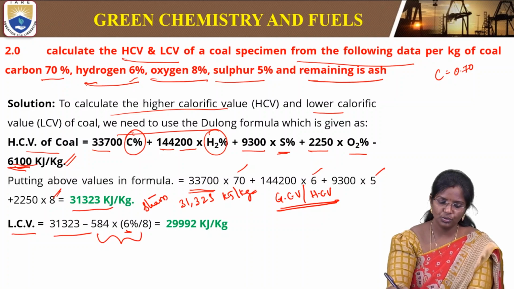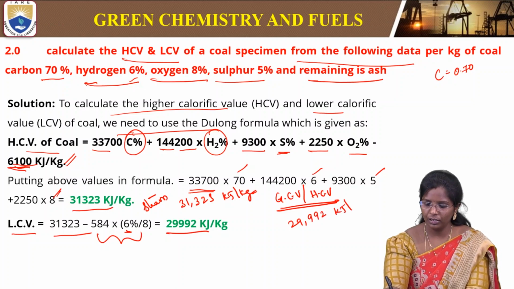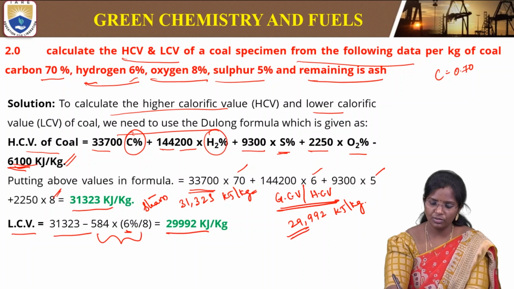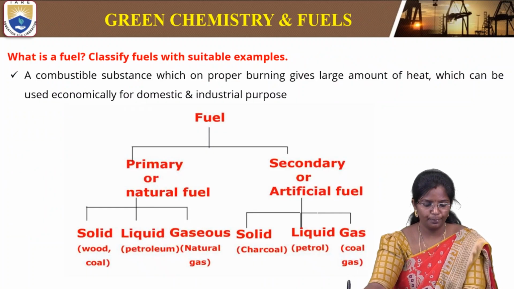So 31323 minus this will give 29,992 kilojoule per kg. So again it is very less. LCV is less than HCV always.